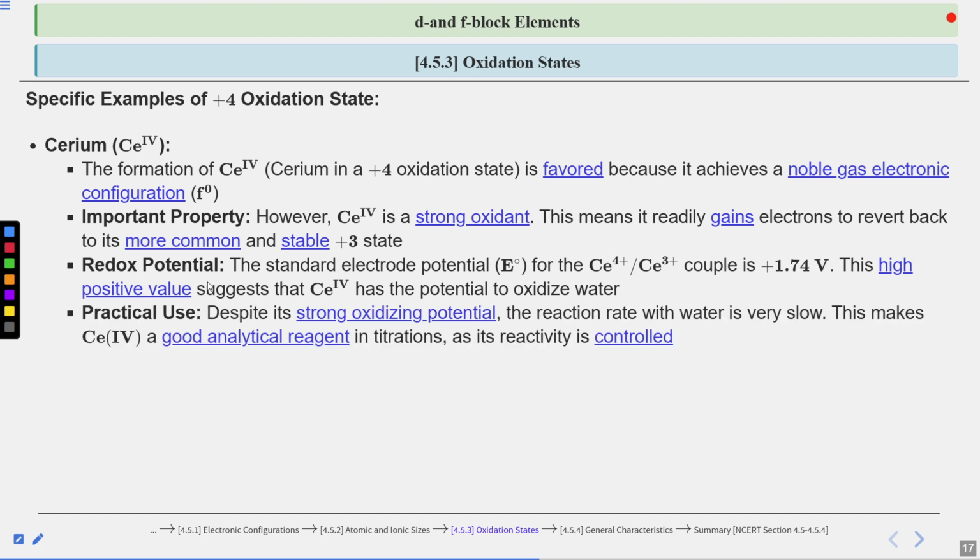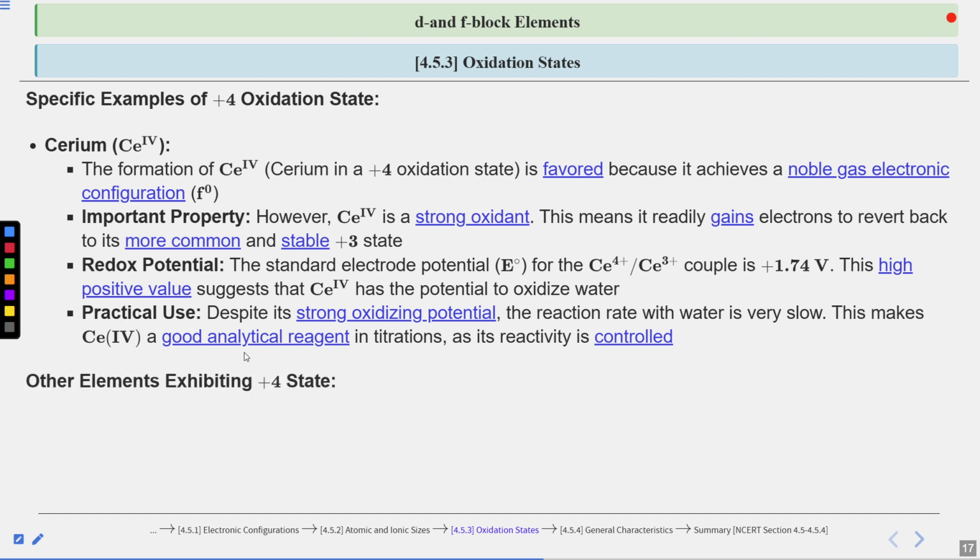What is the practical use now? Despite its strong oxidizing potential, the reaction rate with water is very slow, and this makes Ce4+ a good analytical reagent in titrations, as its reactivity is under control.